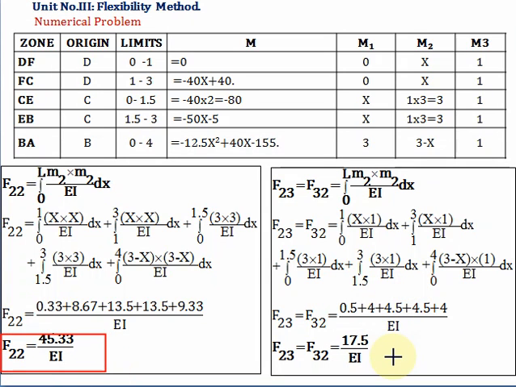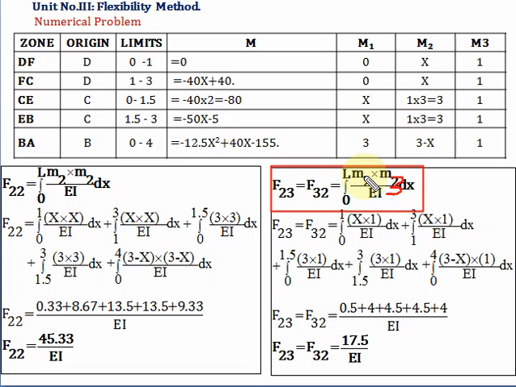Okay. After calculating f22 we'll calculate f23. So the formula for f23 equal to f32 equal to integration 0 to L, m2 into m3 upon EI into dx. Now here the m3 row should be 3. So instead of 2, here there should be 3, because it should be m2 into m3 upon EI.